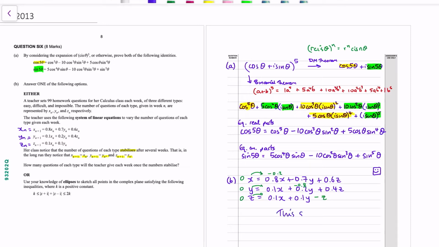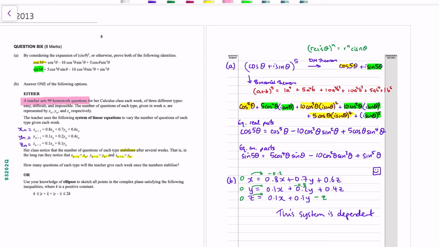This system is dependent and has an infinite number of solutions. And so normally in that case, if you did the NCA internal assessment, you'd have to find a general solution. But the question is saying how many questions of each type. So it suggests that it can be answered. And the reason why the system is dependent is that one equation can be just formed from a combination of the others. But we haven't used the extra piece of information in the problem, which is the teacher setting 99 homework questions every week.